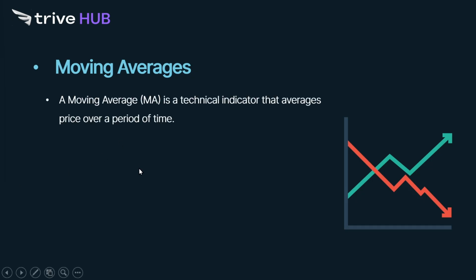A moving average is a technical indicator that averages the price movement over a period of time. Let's see. On the initial day the price is 54. Now on the second day the price is 58. Then on the next day 59, 55, 60. So these are some price movements for 5 days.